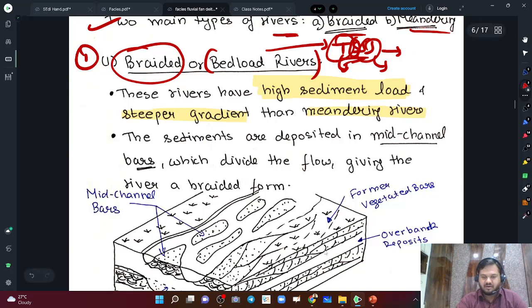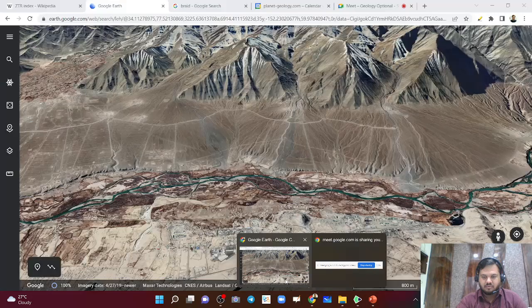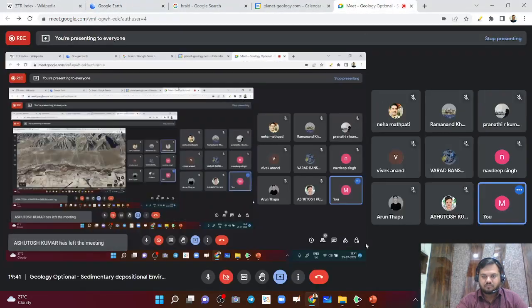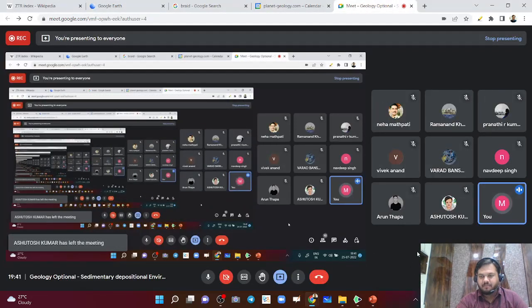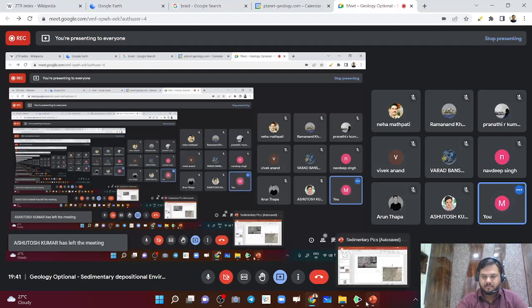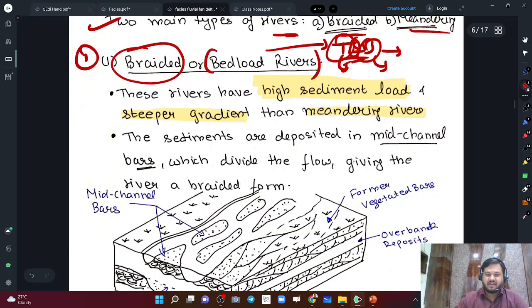Anyone? Are you still there or have you lost? Okay, so Navdeep or whoever is here, if a river has low energy, what are the chances? Will it carry the sediment in suspension form or through bed load?